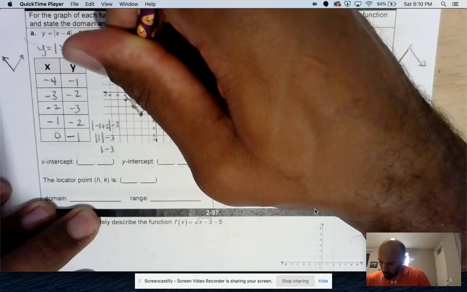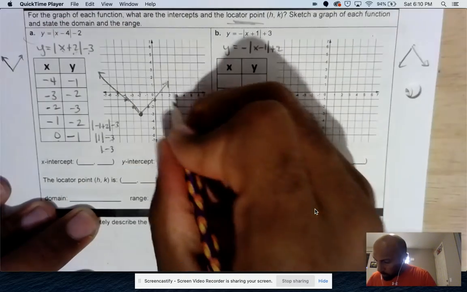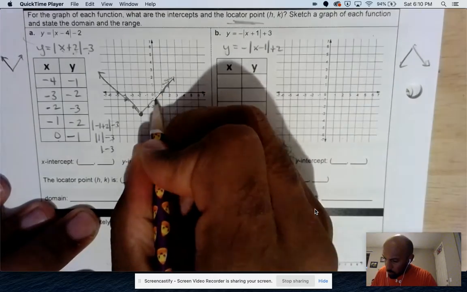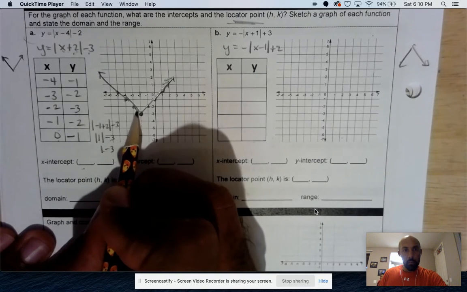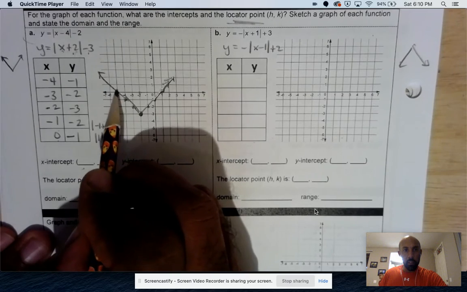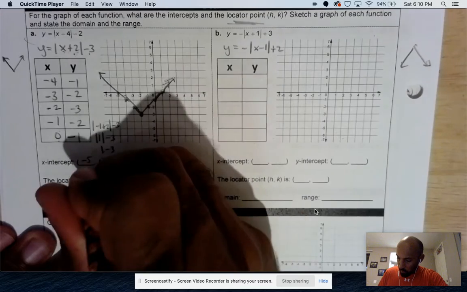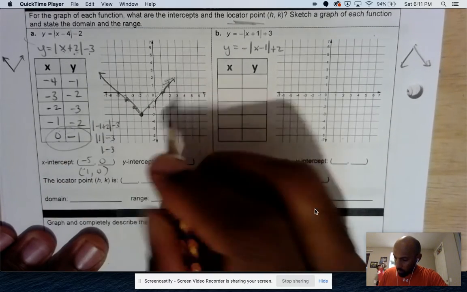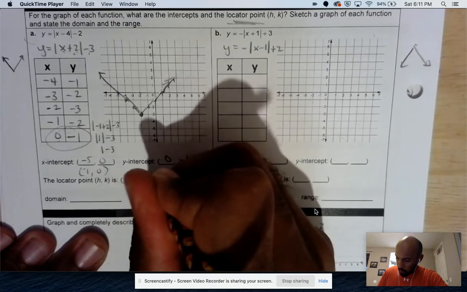I'm noticing it's going up 1 over 1 here, so that means it would go through that point there, and we're going to need to know that. Same thing over here on this side; it goes up 1 over 1. I need to know where it crosses because the next question is what's the x-intercept? I could continue the table by going up to negative 5 and figuring out it crosses at negative 5, 0. To the right, it crosses at 1, 0. The y-intercept, we found here at 0, negative 1. The locator point is just that point in the middle, so negative 2, negative 3.